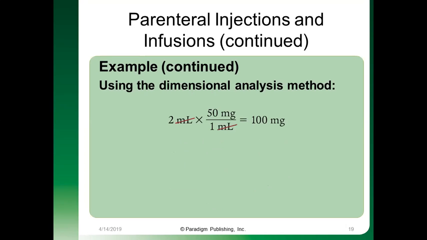Using dimensional analysis, the variable that we want we'll leave as a numerator. So 50 milligrams over x milliliters. We want to cancel milliliters, so we'll put that as our numerator in our next set. So 2 mLs. mLs cancel. 2 times 50 divided by 1 is equal to 100 milligrams.